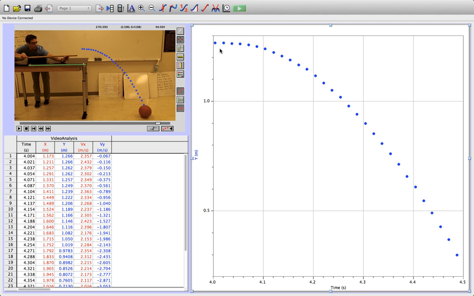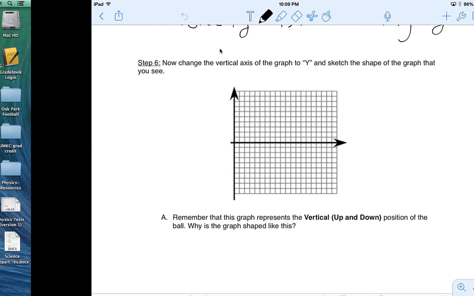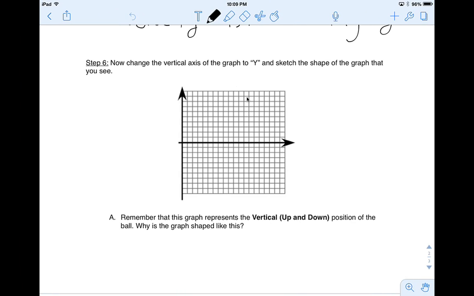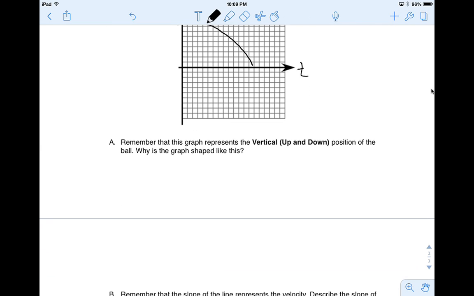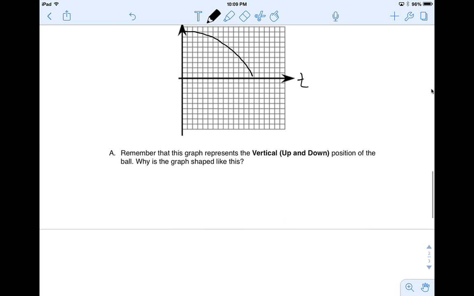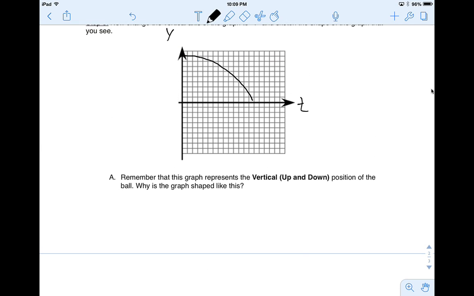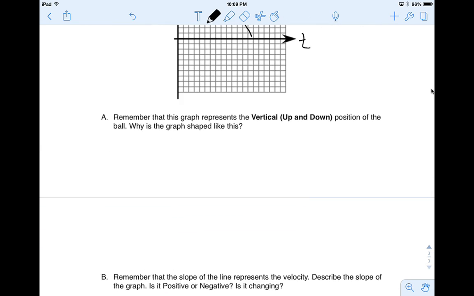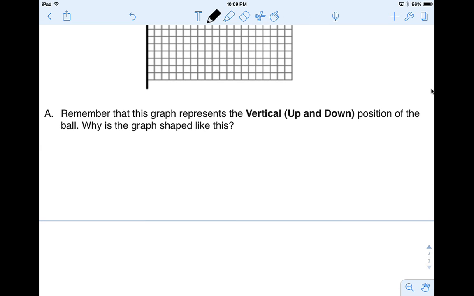And so let's go back to our questions here. First off, let's sketch that. All right, so I've got a nice curved line for my graph. Remember, that is y versus t. And it says, remember that this graph represents the vertical up and down position of the ball. Why is it shaped like this? And so the reason it's shaped like this, remember that curved graph.